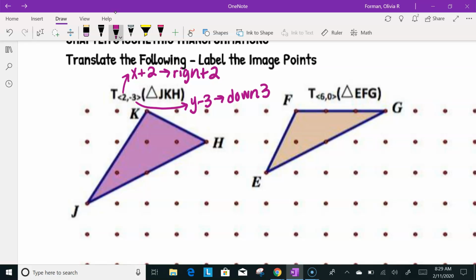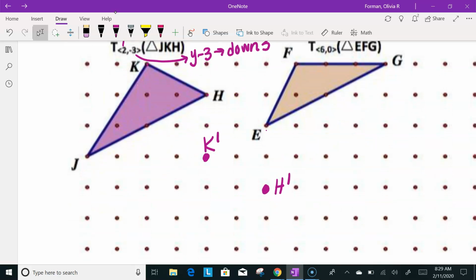So what you're going to do is take every point in that triangle, JKH, and you're going to move them right 2 and down 3. So K, if I start there, K, I'm going right 2, down 1, 2, 3. And I get K is right here. H, I'm going right 2, down 1, 2, 3. J, I'm going down 1, 2, 3.